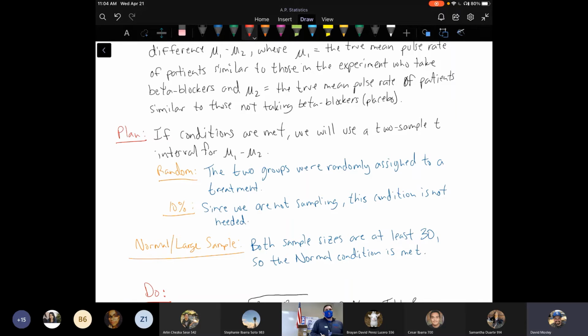Lastly, the normal/large sample condition. Both sample sizes are at least 30. They're exactly 30, but that still is enough. So the normal condition is met. And all 3 of our conditions have been satisfied. Well, 2 of them. The 3rd one didn't really matter. So we can now continue using T procedures, which is what we specified up top, 2-sample T interval. Is there anything I can clarify about this part of the process?